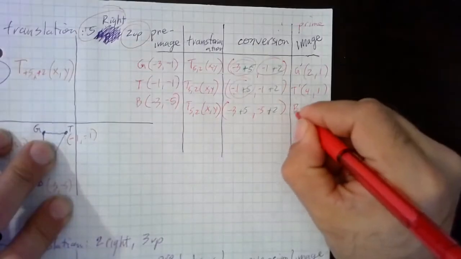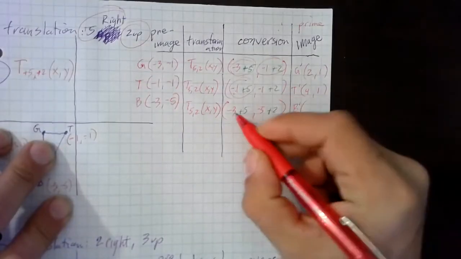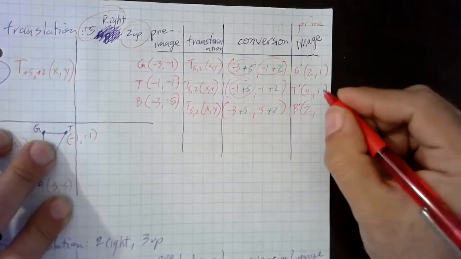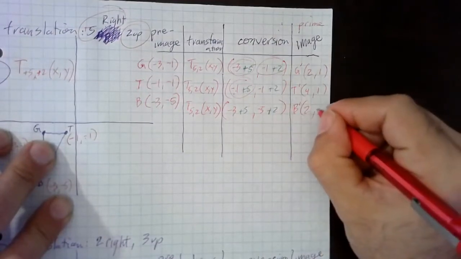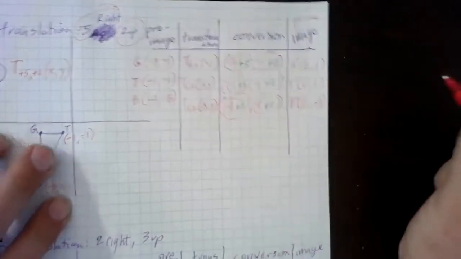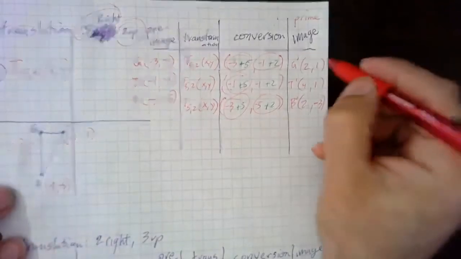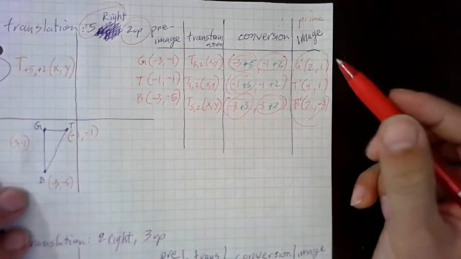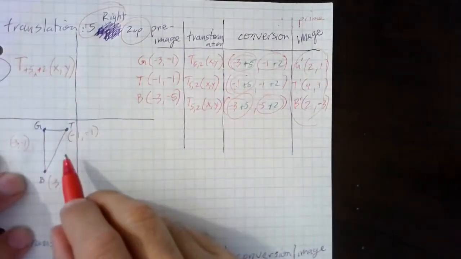All right, and we have B prime. B prime is -3 plus 5 is 2. -5 plus 2 is -3. Okay, so that might be a little bit of work, to do the positives and negatives. But now we have our final image, and that's all we have to do. We have to go ahead and draw it here, and then we're done.